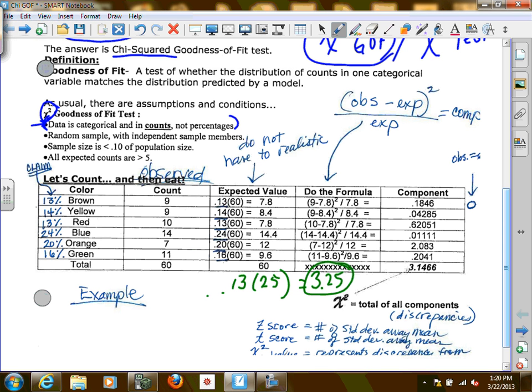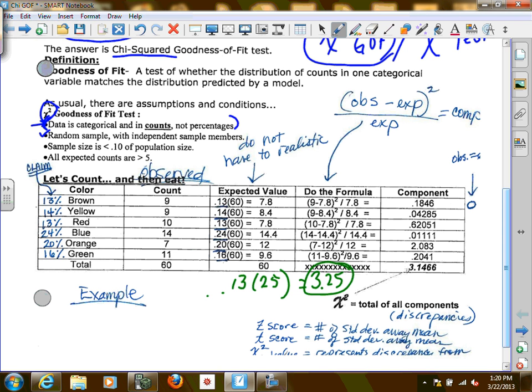Random sample. Okay. Is it reasonable that each of your M&M bags is a random sample? Yep, okay, we're good. How about independent members, or the probability doesn't change? Correct. Each of your bags are not apart, so the samples are independent.